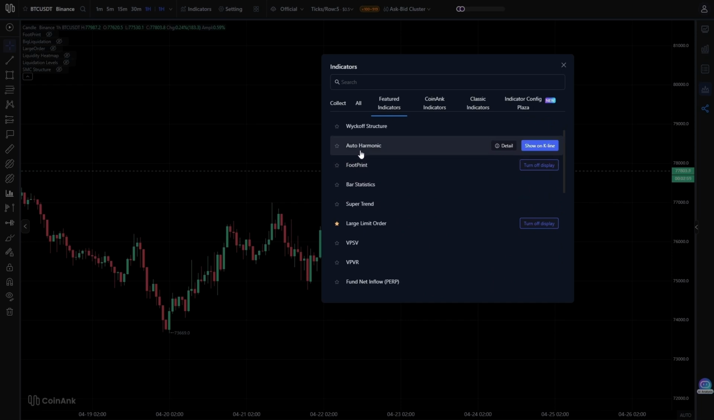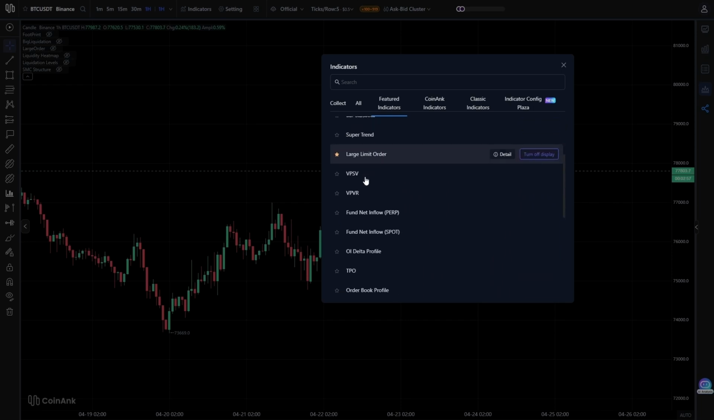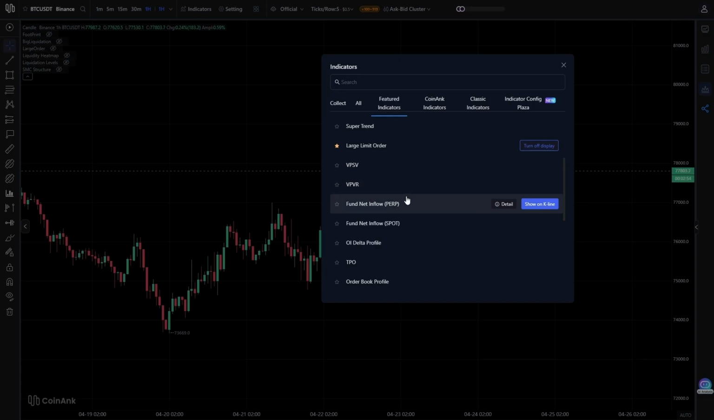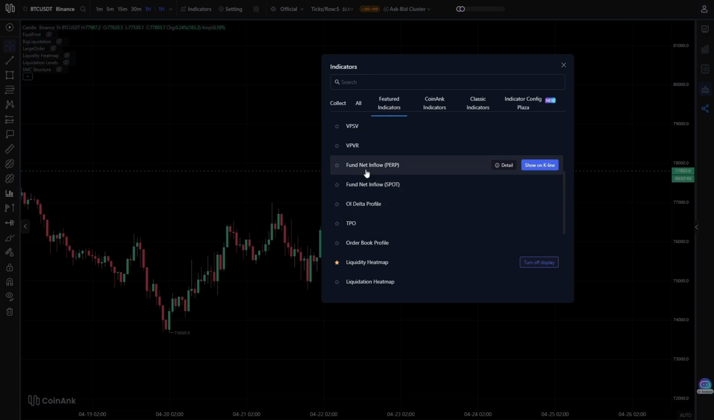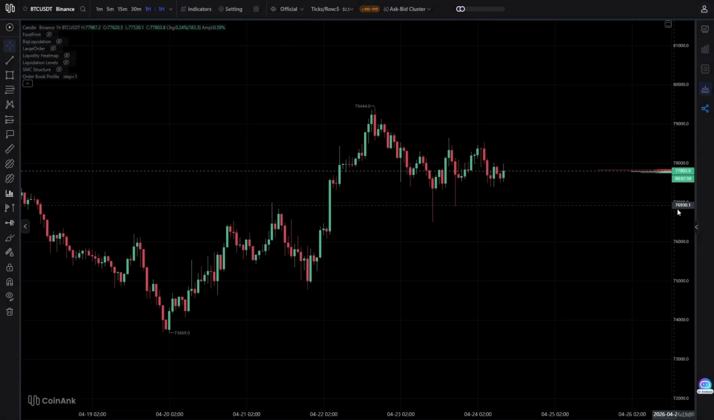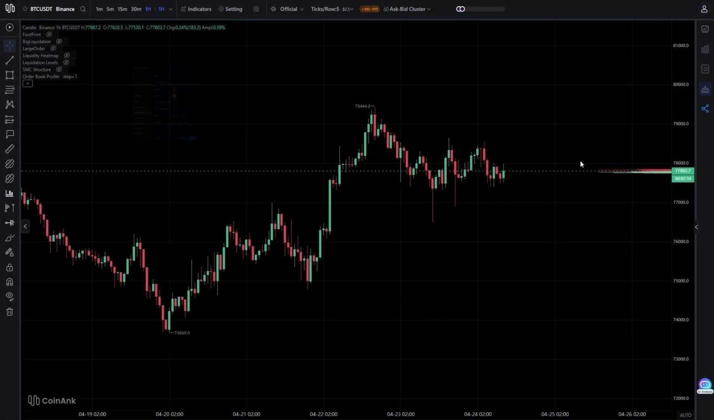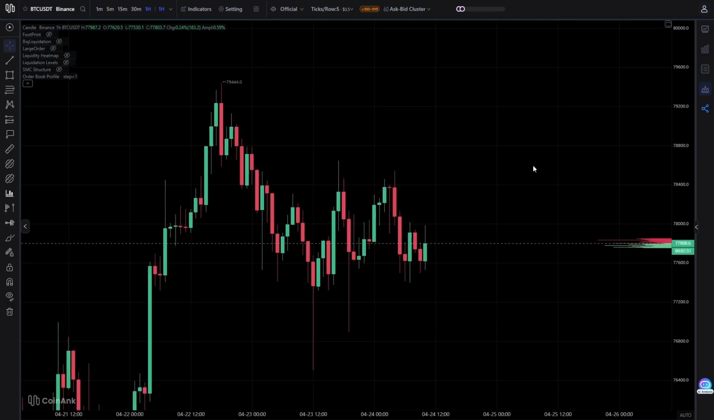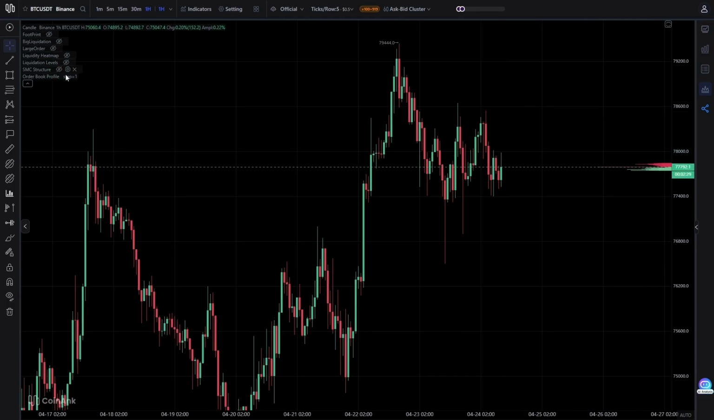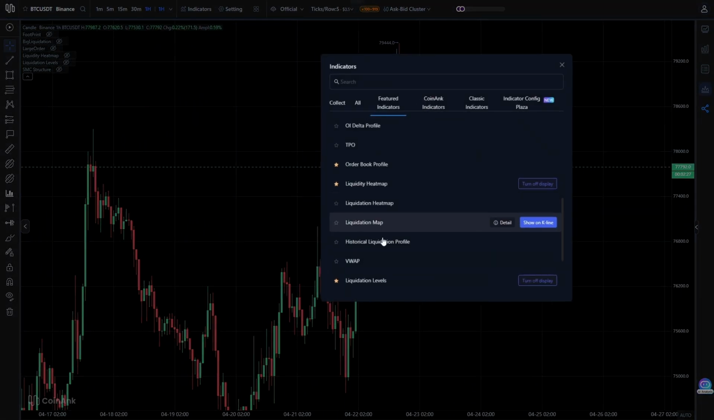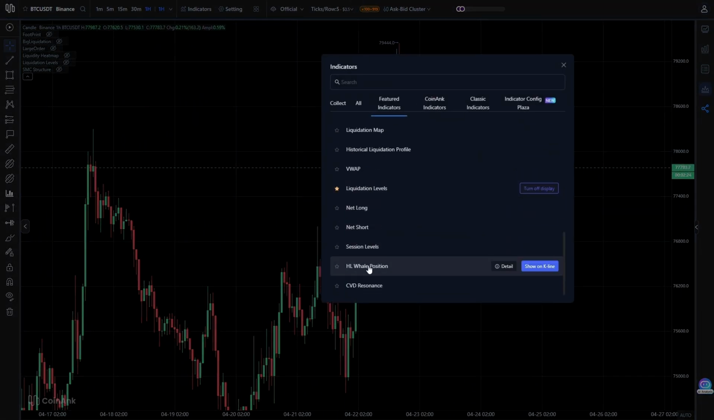Footprint we already had, bar statistics we had, super trend, VPSV, VR, net inflows, which is really useful for both perps and spots. You have your deltas, DPO, order book profiles. You actually don't fully know what it is. Let's check. Guess it's just where your volume is. I don't know, I haven't looked into it yet. But there's a lot of new stuff.